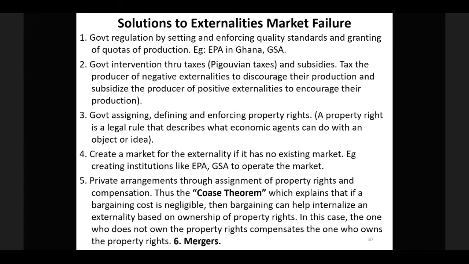Then private arrangements, like the situation of the Coase theorem, where if bargaining costs are negligible, we can use bargaining to internalize the externality based on who owns the property rights. Usually when you have such scenarios of the Coase theorem, the solution is always the same. Like we see here, the solution is always that the baker must buy a quieter machine, whether the doctor has the property right or the baker has the property right.